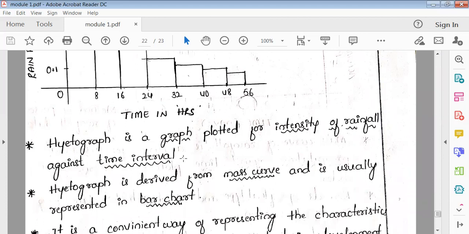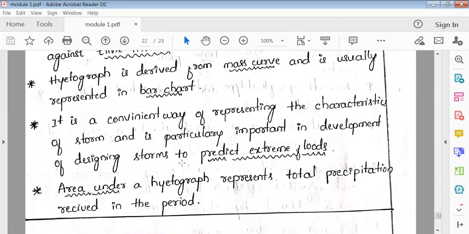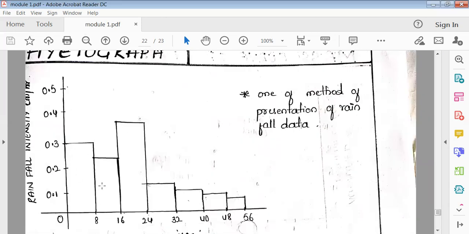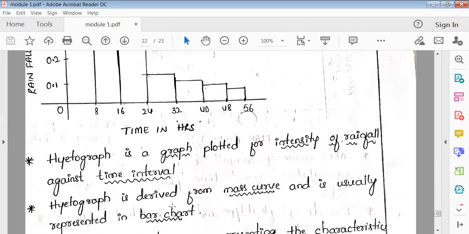The hyetograph is derived from the mass curve, and I've already told you it's represented in the form of a bar chart. It is a convenient way to represent a storm, and particularly important in the development of design storms, to predict any extreme storms. The area under the hyetograph represents the total precipitation received in the period. So you can see here, this chart predicts the rainfall.